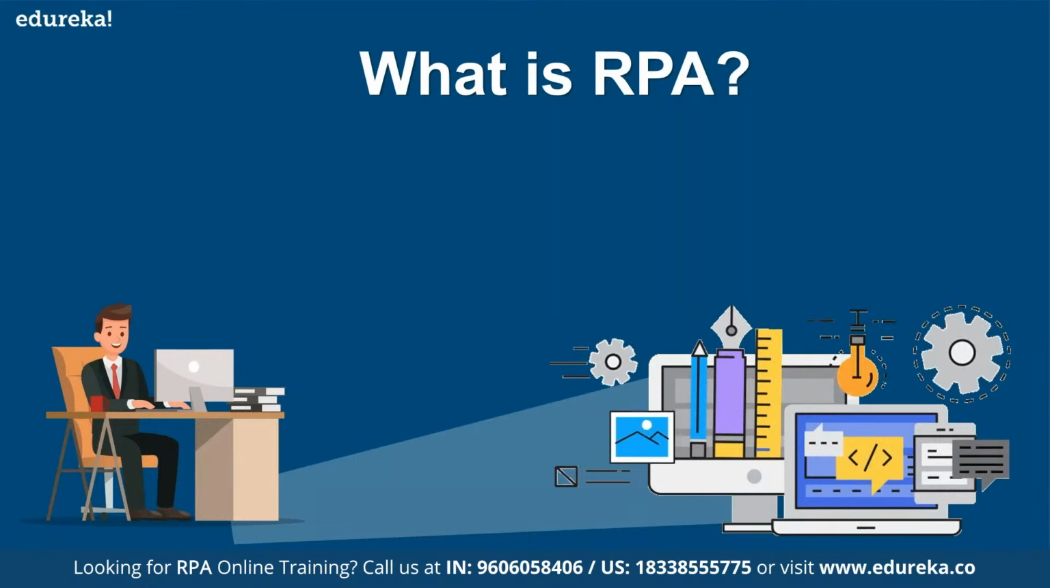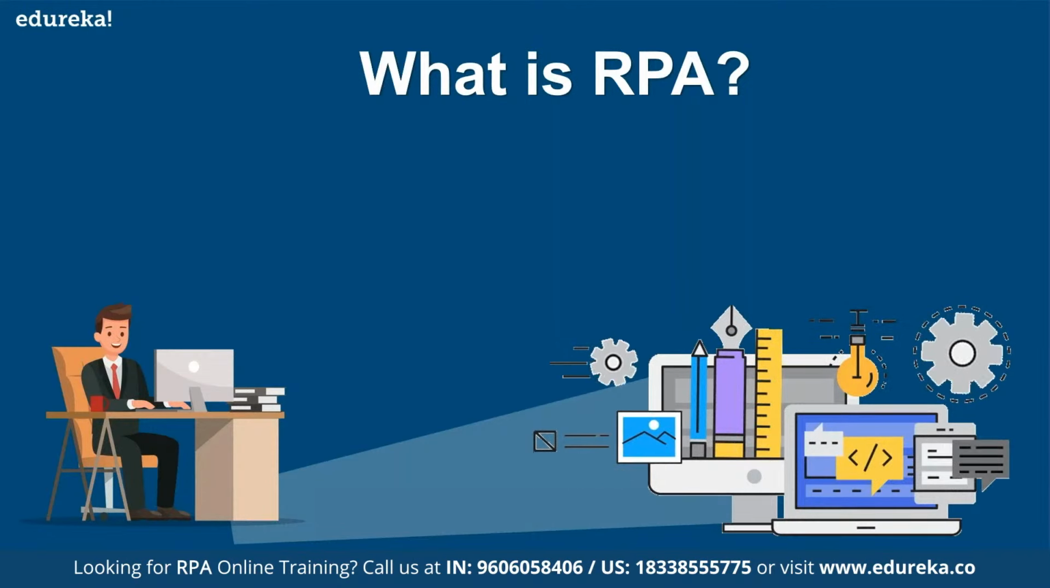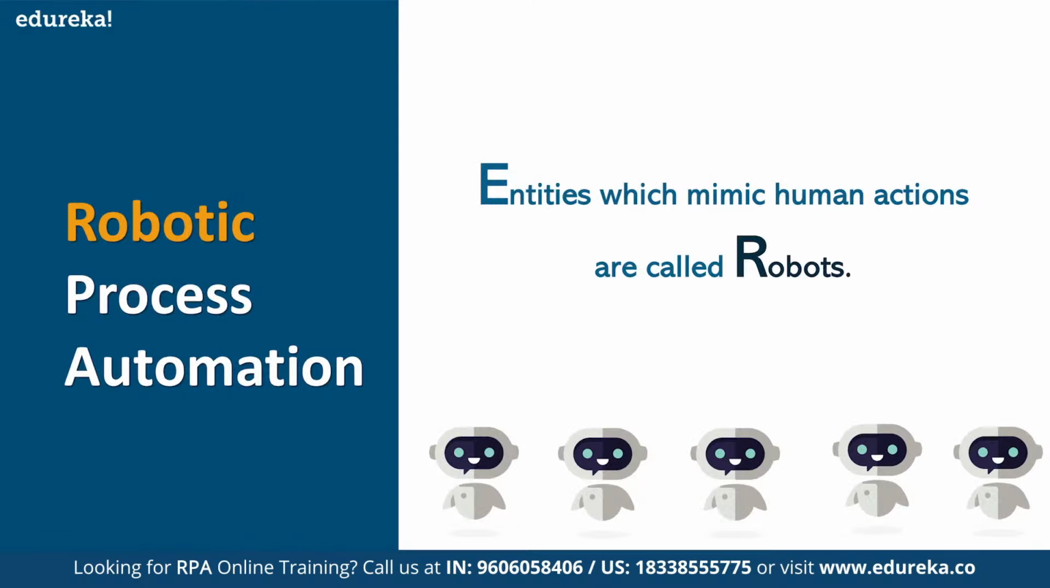Right. So you can see from this picture, a person is sitting and working on a system, which is manual work, and on the right-hand side you can see the machine is doing the work all by itself. So this, in simple terms, is RPA. Now we divide it into the three different words: robotic, process, automation.